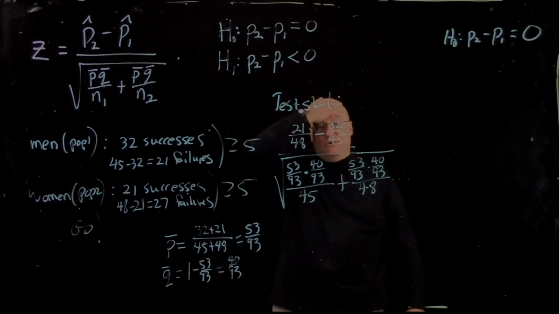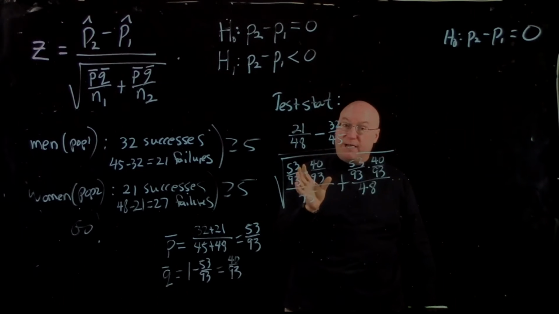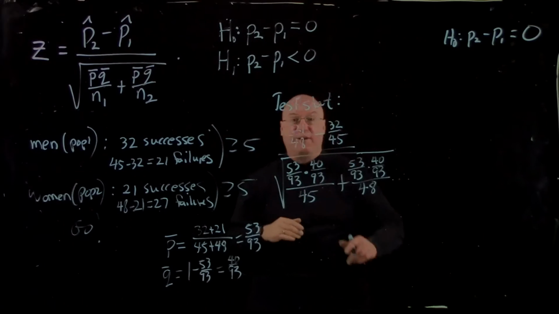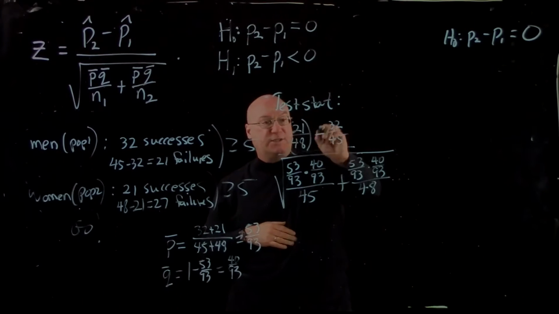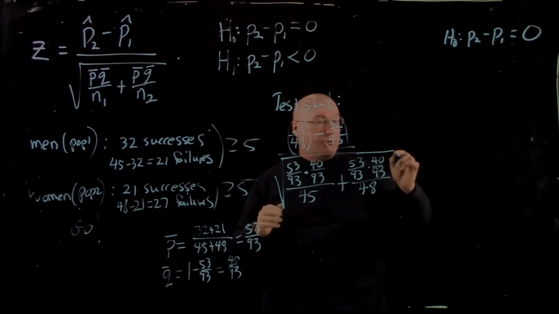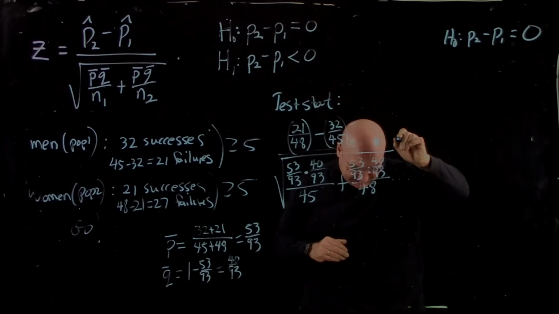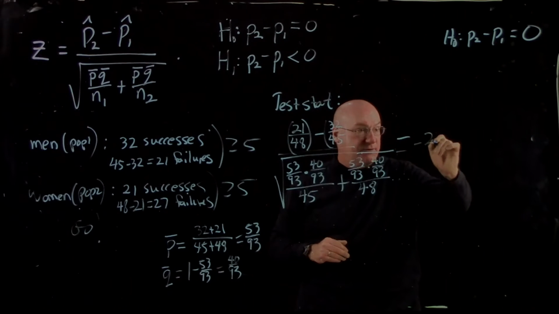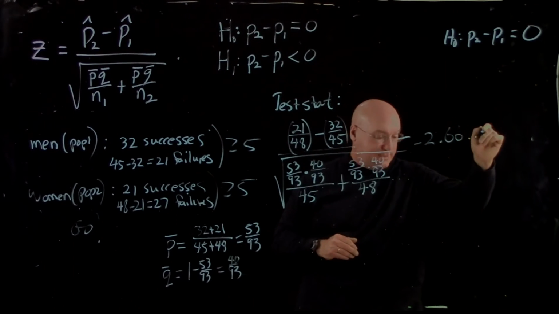Now, look, you have to be sure. You should plug this in your calculator, make sure you can get the right calculations because there's a lot going on here. So I'm not going to run through the calculations. I'm just going to say that if you work it all out, you get negative 2.66 dot, dot, dot.